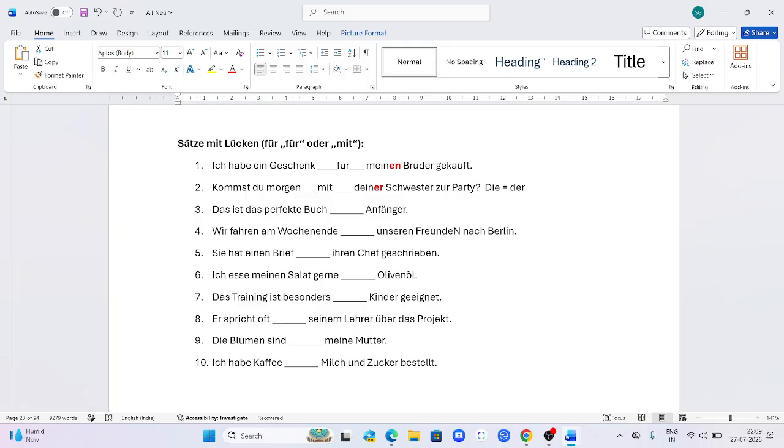Ich habe ein Geschenk. I have a gift for my brother gekauft. Gekauft is the past tense of kaufen. What is kaufen? Kaufen means to buy. Copy. Kaufen means to buy. Past tense of buy is bought. Past tense of kaufen is gekauft.